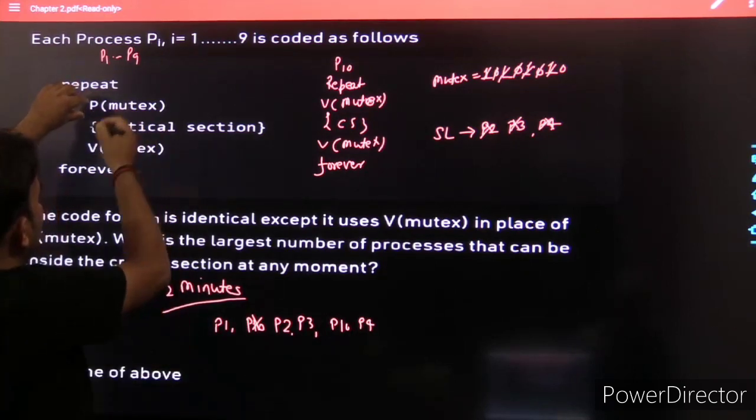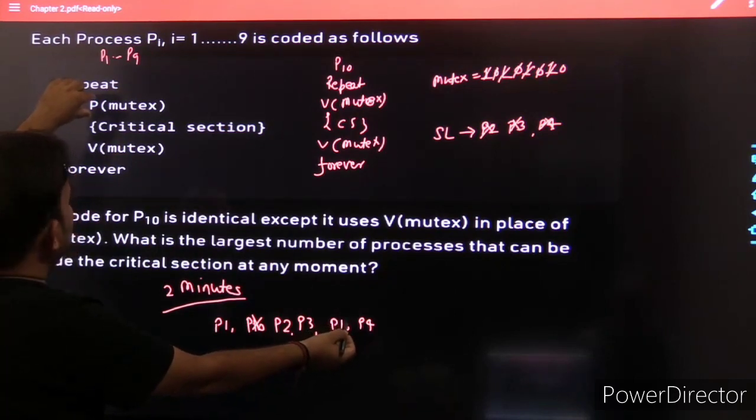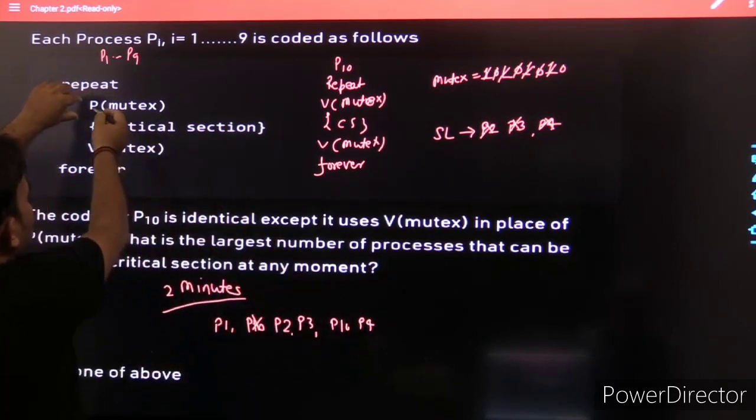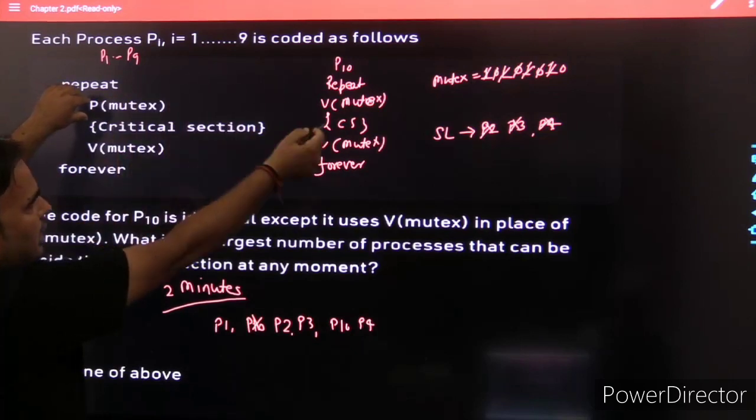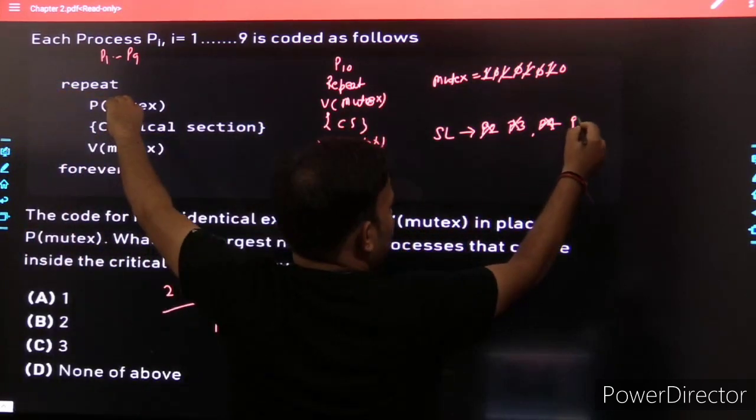Now suppose P5 wants to enter into the critical section. Can P5 enter? No, my dear friends, because when P5 performs the down operation, the mutex value is 0. So it will block, and P5 will go into the suspended list.